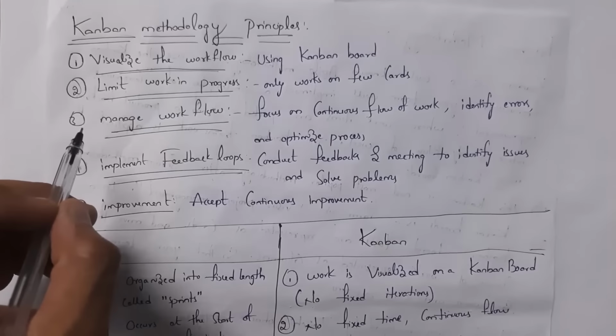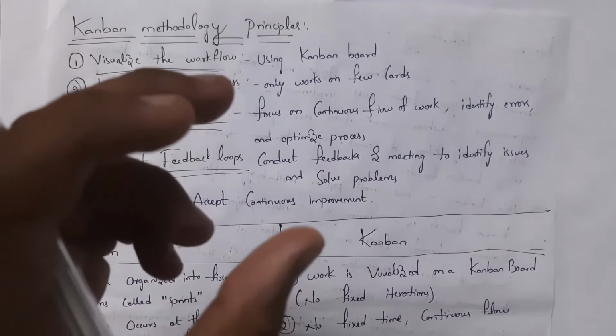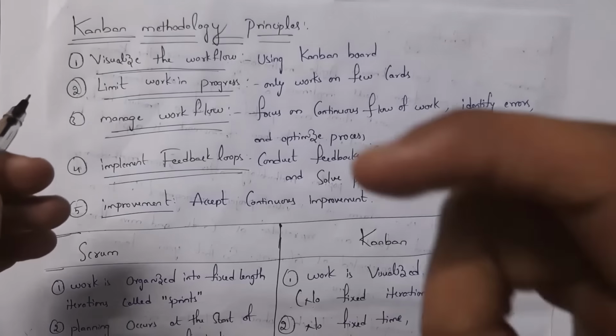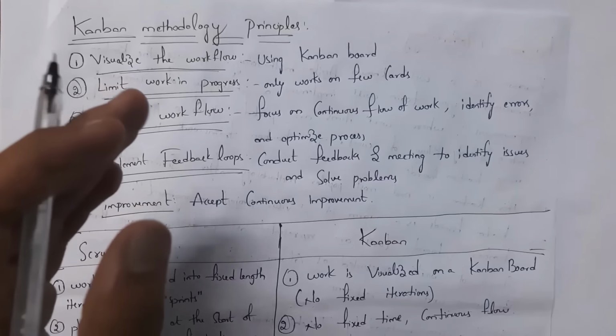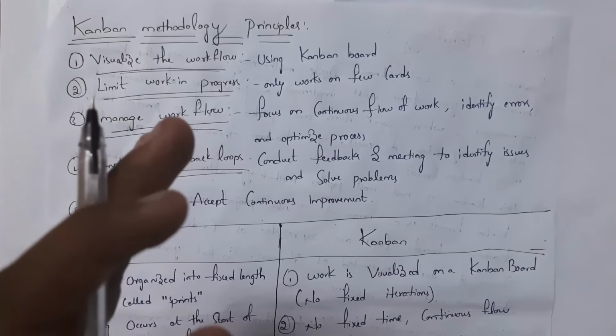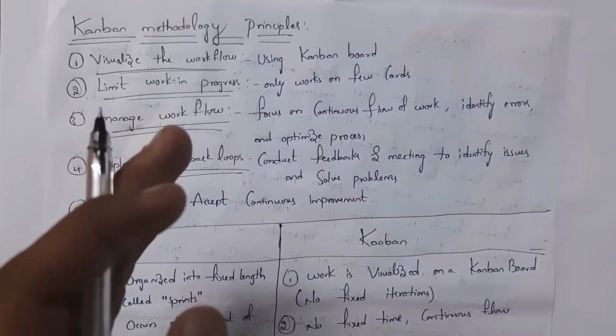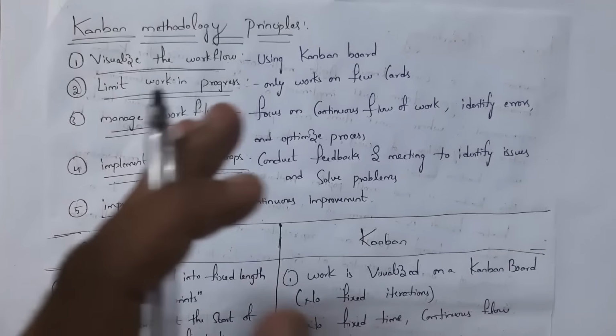The third principle is manage workflow. The main focus is a continuous flow of work. That is, initially they will take some cards and perform development and testing, and immediately after that they will take other cards and perform development and testing. So this process keeps flowing.